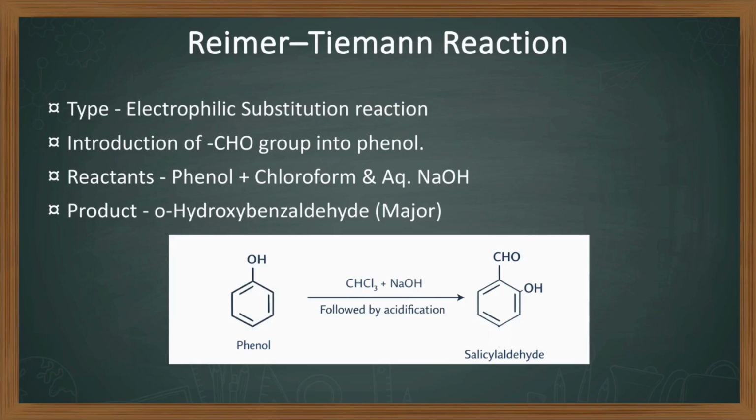The next reaction we are going to see is Reimer-Tiemann reaction. It's an electrophilic substitution reaction. In this case, phenol reacts with chloroform and aqueous sodium hydroxide, and an aldehyde group is introduced in the benzene ring. This is an ortho substituted product, ortho-hydroxybenzaldehyde or salicylaldehyde. In addition to this, we will be getting a para isomer as well. The para product also will be got, and this will be a minor product.